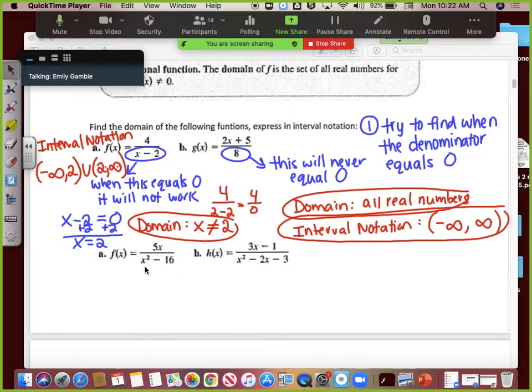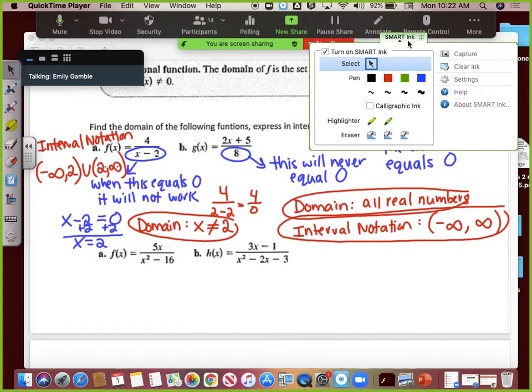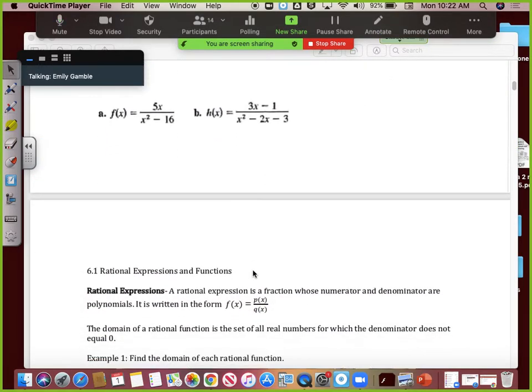In these two examples here, as soon as I see x squared minus 16, I should be thinking to myself, I can factor that. As soon as I see x squared minus 2x minus 3, you should be thinking to yourself, I can factor that. Because what you will be doing is figuring out when these two things will equal 0. So your whole goal in finding the domain is looking at the denominator and figuring out when this thing will equal 0.